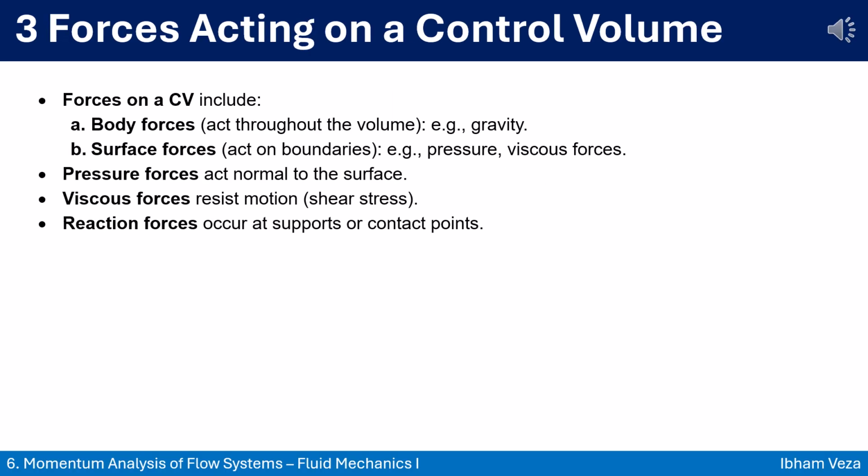3. Forces acting on a control volume. To apply Newton's second law to a control volume, we need to account for all the forces that could be influencing the fluid. These forces fall into two main categories: body forces and surface forces. Body forces act throughout the volume, like gravity pulling every fluid particle downward. Surface forces, on the other hand, act on the boundaries. Think of pressure pushing on walls or viscous shear acting along pipe surfaces.